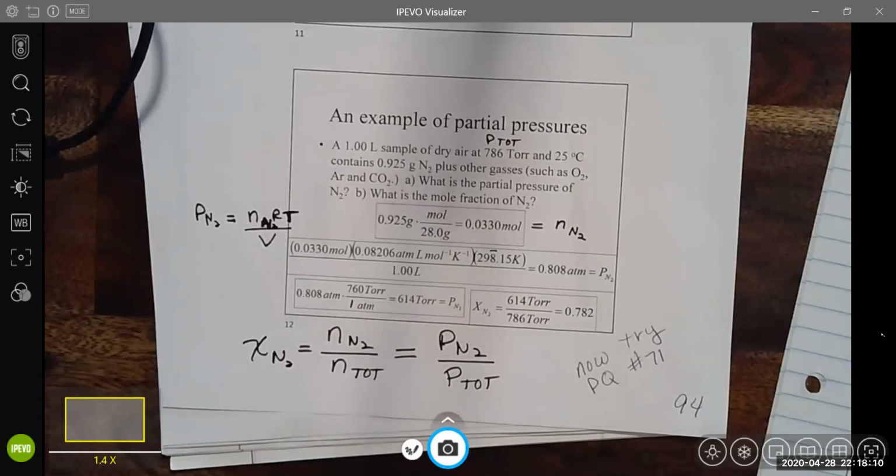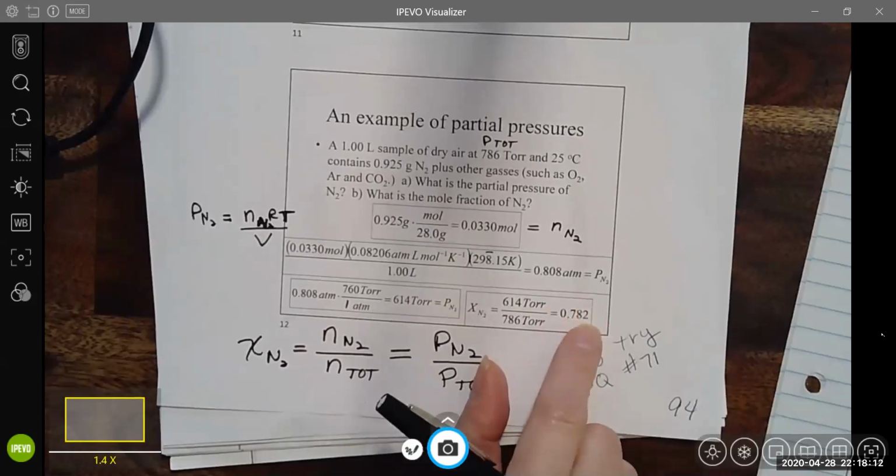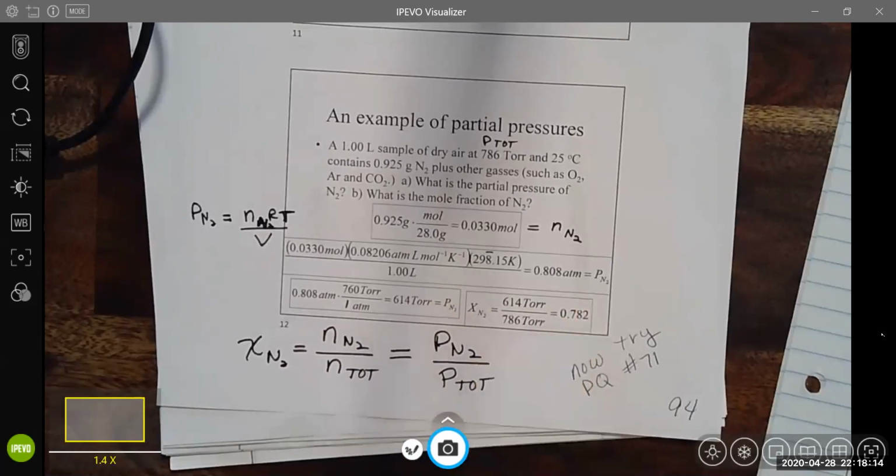What does that tell us? Well, you can always change fractions to percents, right? And that would be 78.2%. So that tells me that 78.2% of the molecules, not of their mass, not how much they weigh, just by counting them in this sample, is nitrogen. So about 78% of the particles are nitrogen. So that's an example of partial pressures.